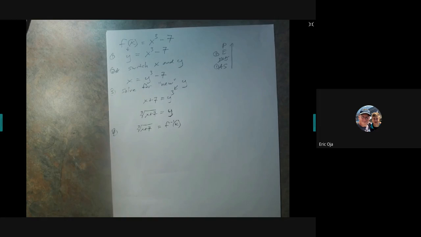So once again, the steps are: replace the f of x with a y, switch x and y, use algebra to solve for y, and then whatever you get for y is your inverse function.